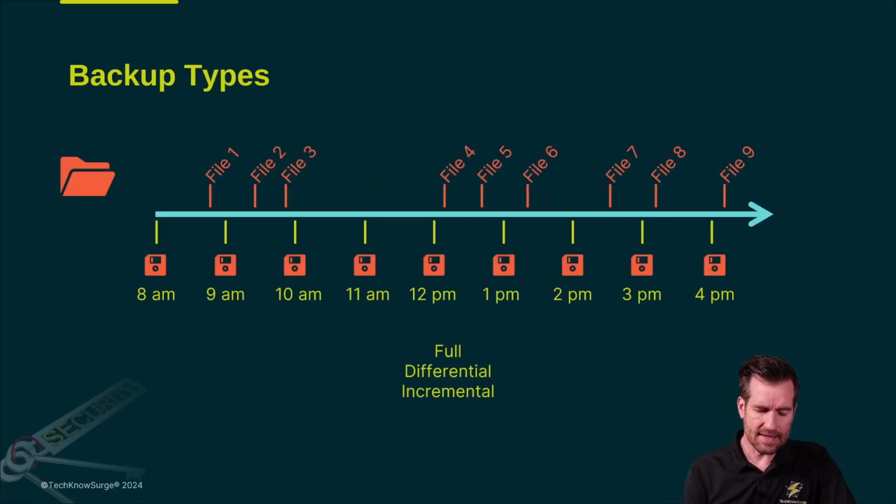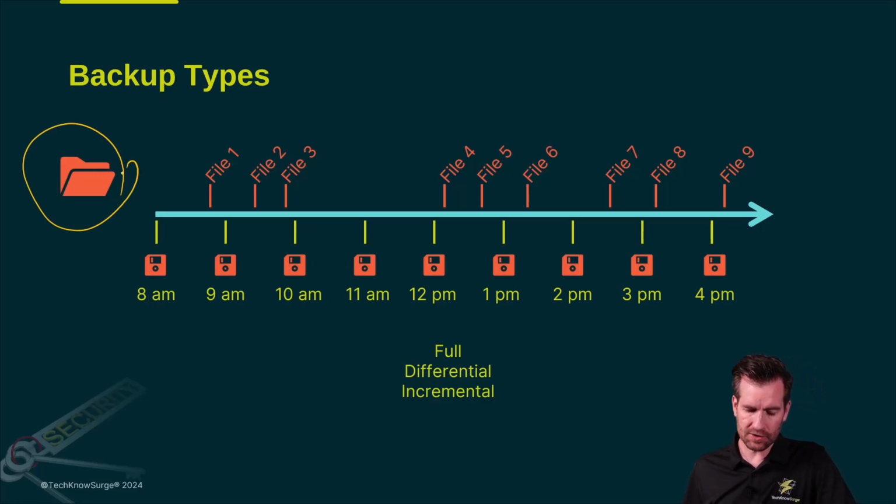What we end up with is the same thing as if we were to have the full, differential, and incremental on our files and folders that we have mentioned before, except it just uses transaction logs to figure out whether it needs to back up the data or not back up the data.